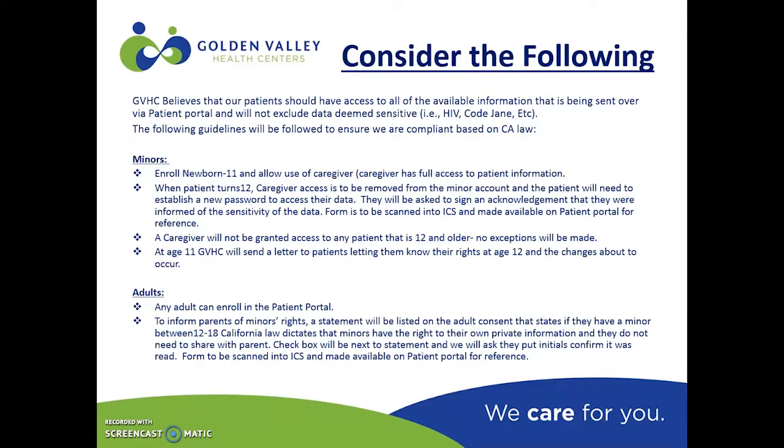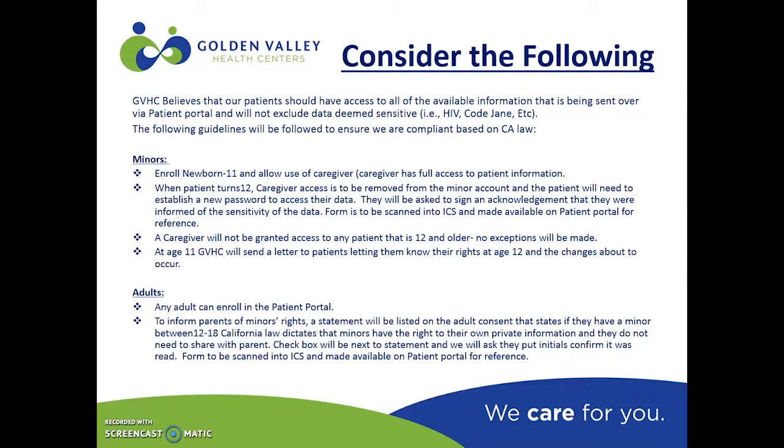For minors, we need to enroll newborn to 11-year-olds and allow the use of a caregiver. The caregiver has full access to the patient's information. When a patient turns 12, caregiver access is to be removed from the minor's account, and the patient will need to establish a new password to access their data. They will be asked to sign an acknowledgement that they were informed of the sensitivity of the data. The form is to be scanned into the ICS and made available on the patient portal for reference. So we want to make sure that we're scanning all of their information into the document management so that it's visible to anybody who needs access to it.